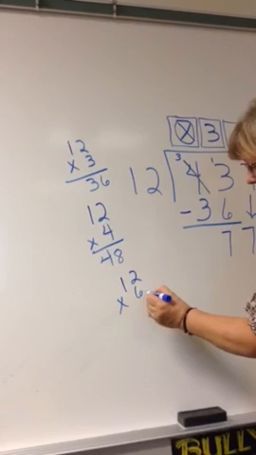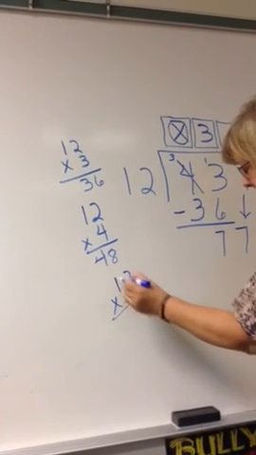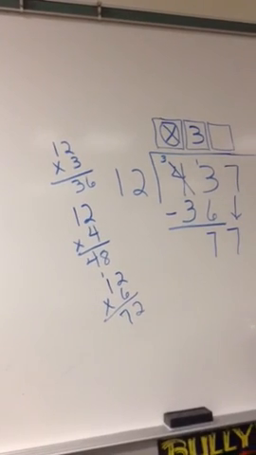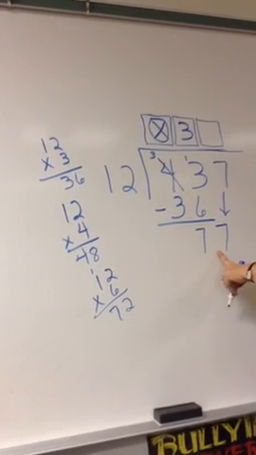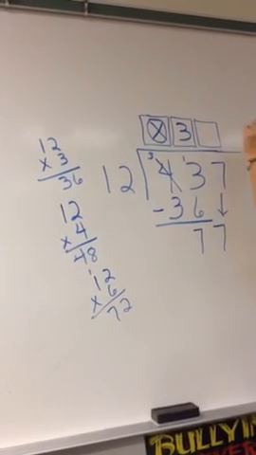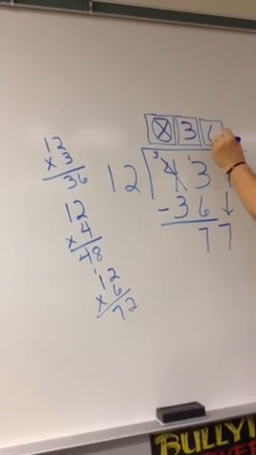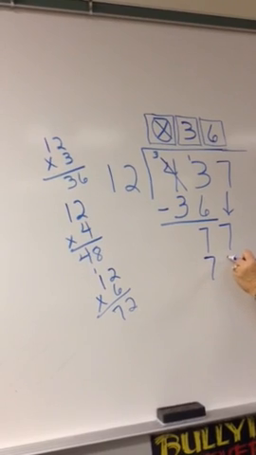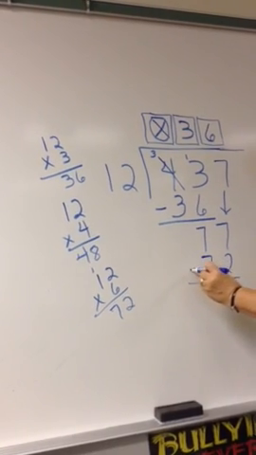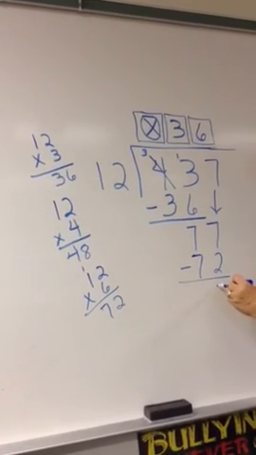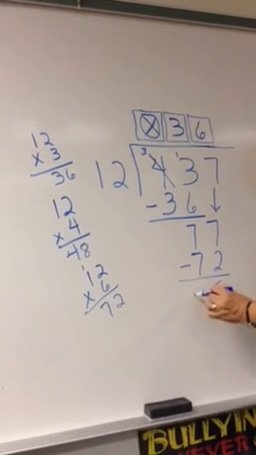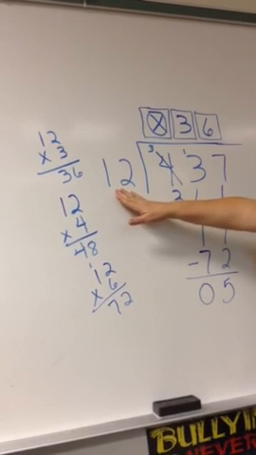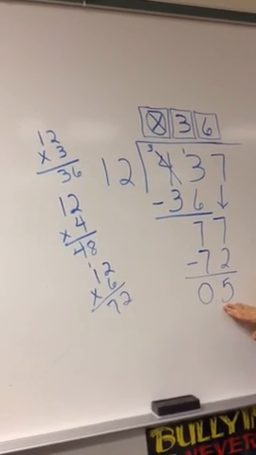12 times 6 is 72. Okay, and this is 77, so I know I'm pretty close. So I will put my 6 up here. 6 times 12 is 72. I'm going to subtract. This number is smaller than 12, so I cannot do anything else.